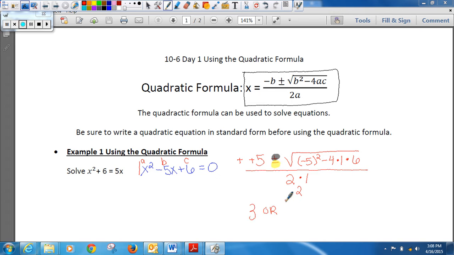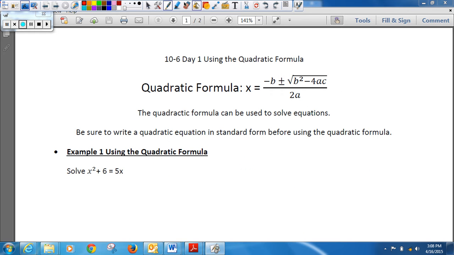Or, now I'm going to plug it in and I'm going to use the negative sign. So 5 minus the square root of the quantity negative 5 squared minus 4 times 1 times 6. All of that divided by 2 will give me 2. So my two answers here are 3 or 2.